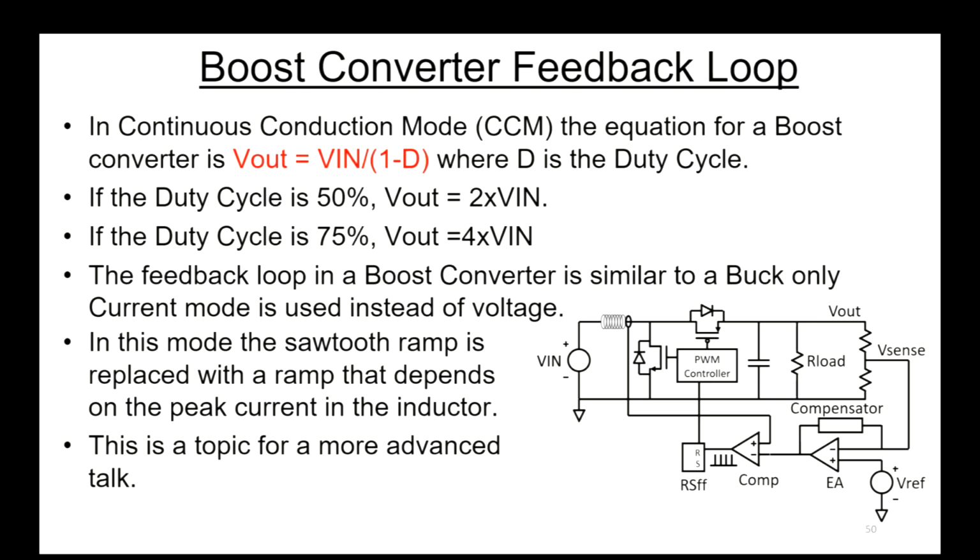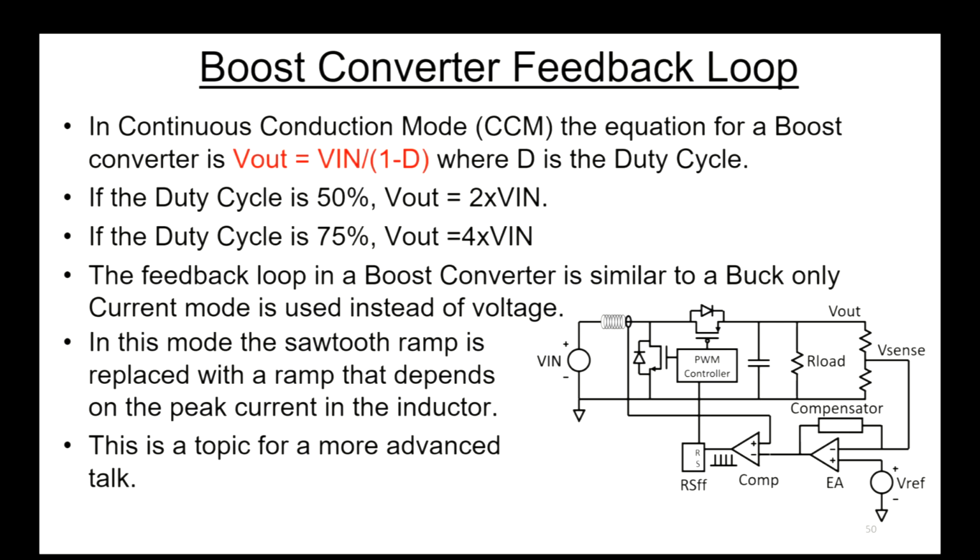The equation for a boost converter is shown in red here. It's basically Vout equals Vin divided by 1 minus the duty cycle. So this is sort of the ideal boost equation. If the duty cycle is 50%, the output is going to be twice Vin. If the duty cycle is 75%, the Vout is going to be 4 times Vin.